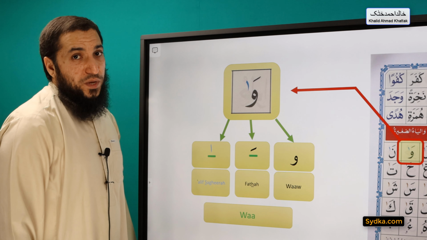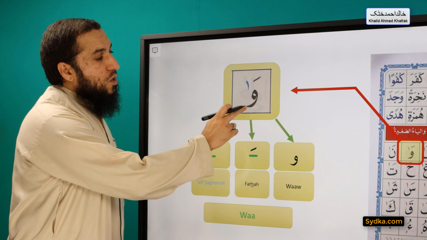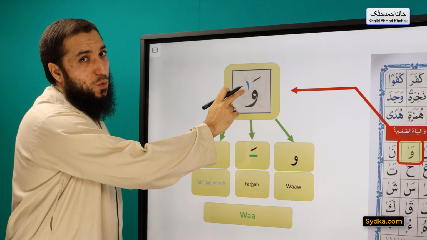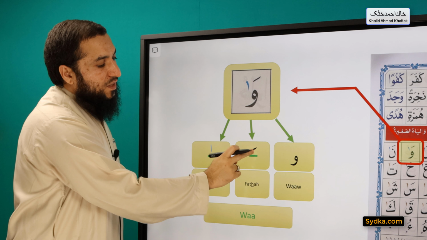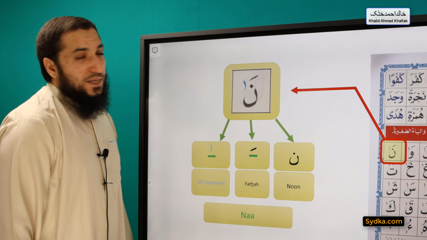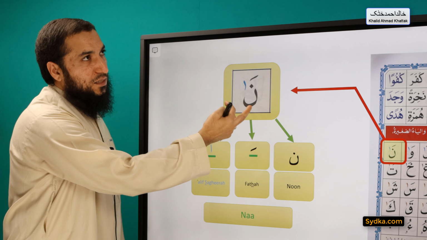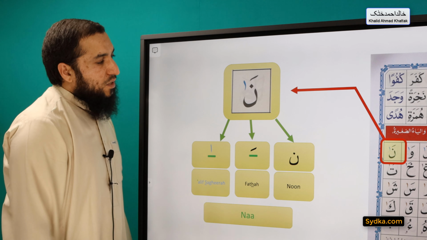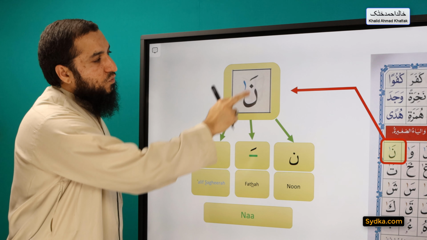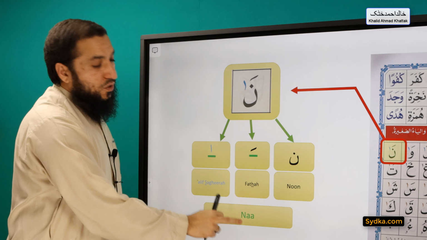The next syllable we have is wa. Waw is light and has fatha on top of it. Waw fatha alif saghira wa. The next syllable we have is na. Noon is a light letter and it has fatha on it, and alif saghira. Noon fatha alif saghira na.